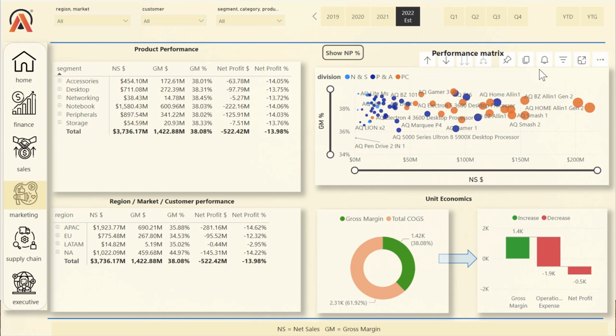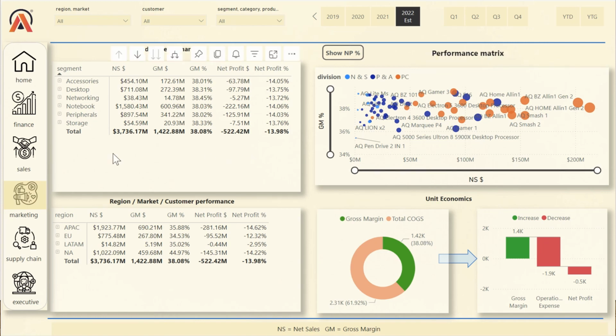Hi, so now we are in the marketing view. Here we have used the same slicers that we have used in other views. It's just that we don't have the benchmark slicer here. So we have four different types of visualizations here. We have product performance, performance metrics, region, market, and customer preference, and we have unit economics.